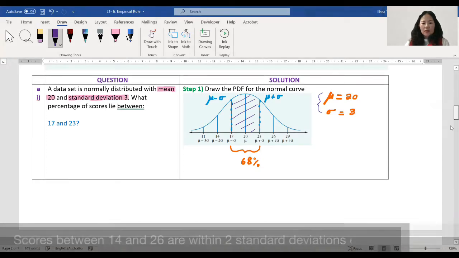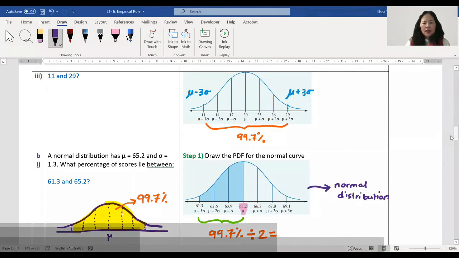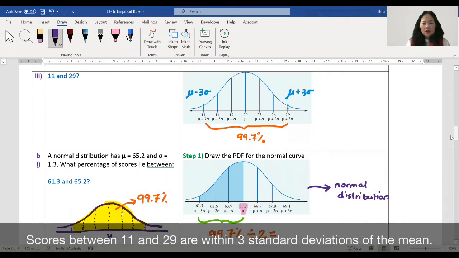The next one, 14 and 26, is exactly the same, but we've gone out to between 2 and -2 standard deviations now. So that's 95%. These sorts of questions are just confirming the rule. That's all. And here, 11 and 29 is our last one, ±3 right there. So that's not too bad.